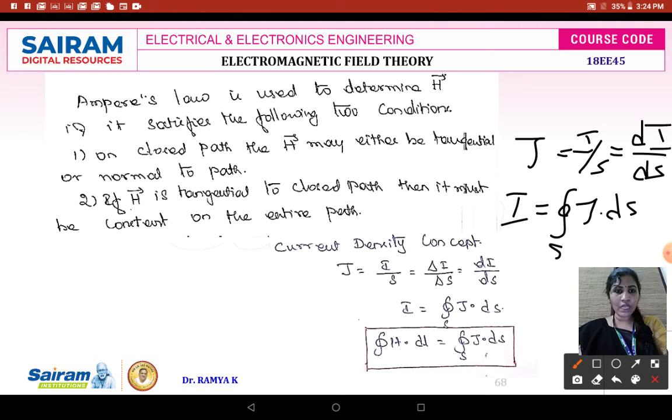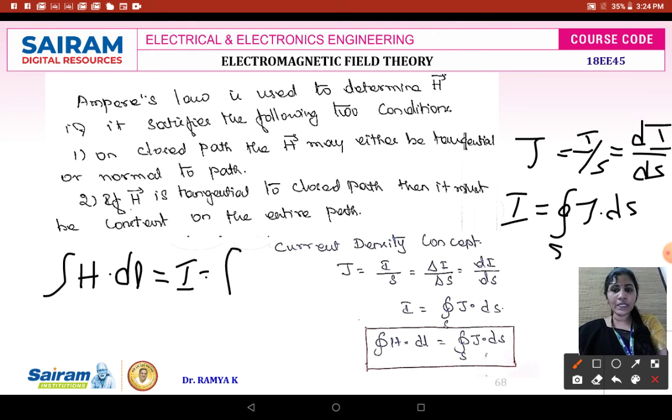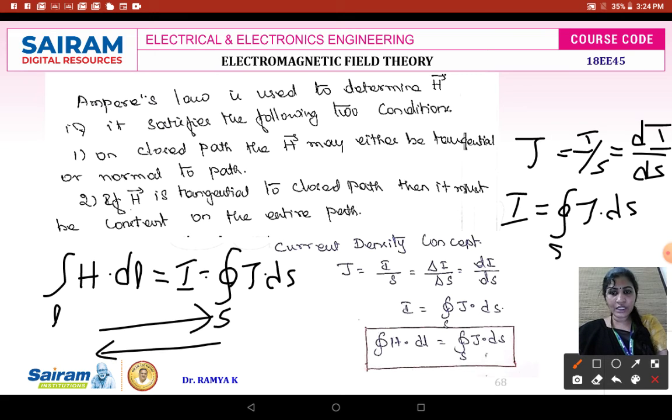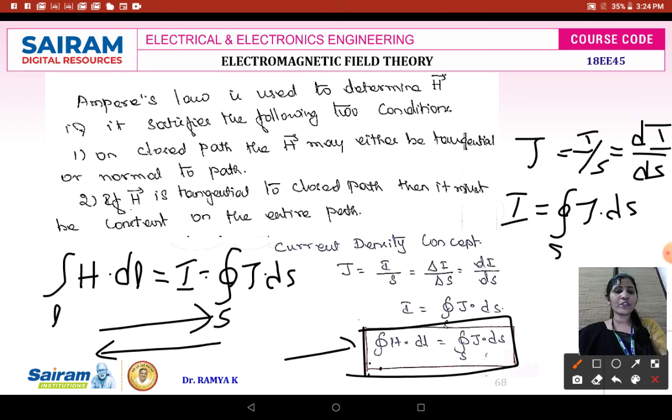Now substitute this I in the Ampere's law equation. Ampere's law states that the integral over the closed line of H dot dl is equal to I, which is equal to the integral over the closed surface of J dot ds. When you look at this, the line integral can be converted to a surface integral and the surface integral can be converted to a line integral. So it is analogous to Gauss's divergence theorem. Here it is going to be the curl theorem.